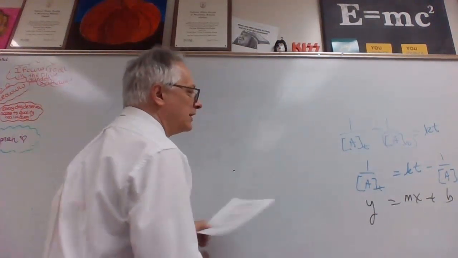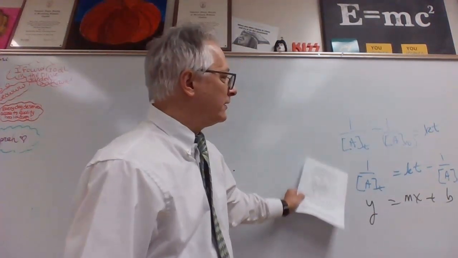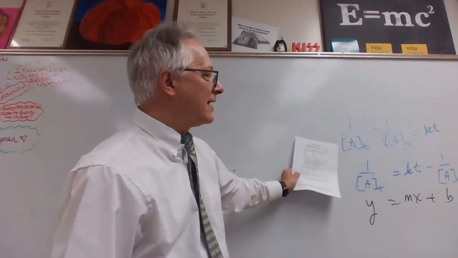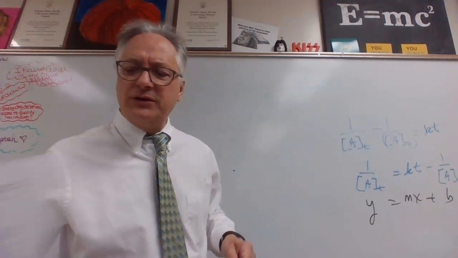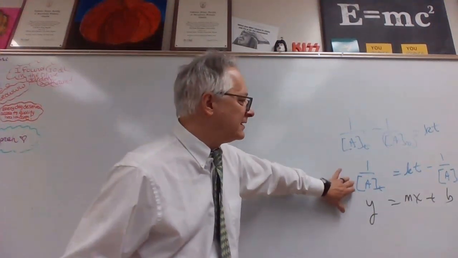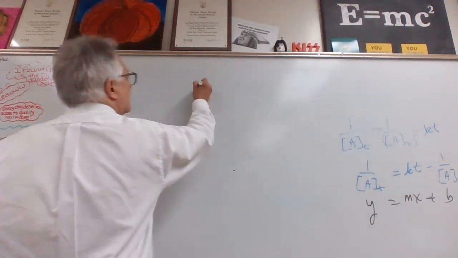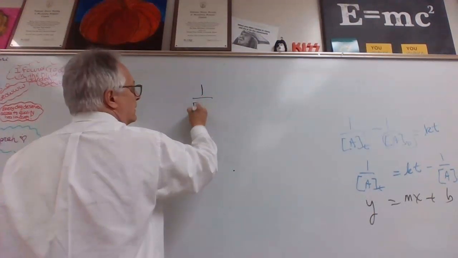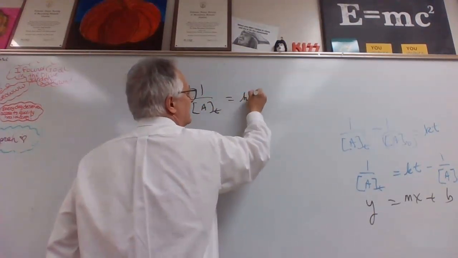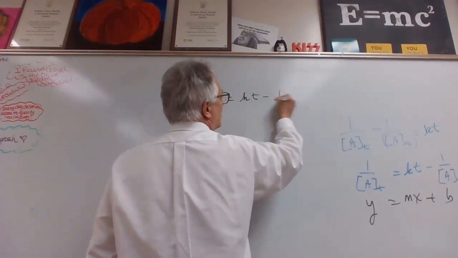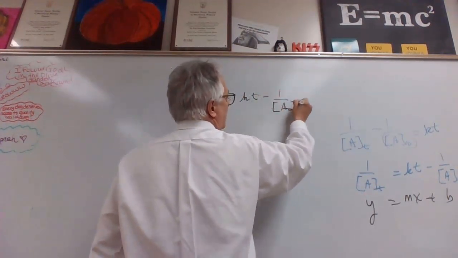Oh, before we do that though, let me just tell you a little bit about how we get half-life equations for a second order reaction. I want to show you something that's kind of interesting. Let's take this version here: 1 over A at time t is equal to kt plus 1 over a0.